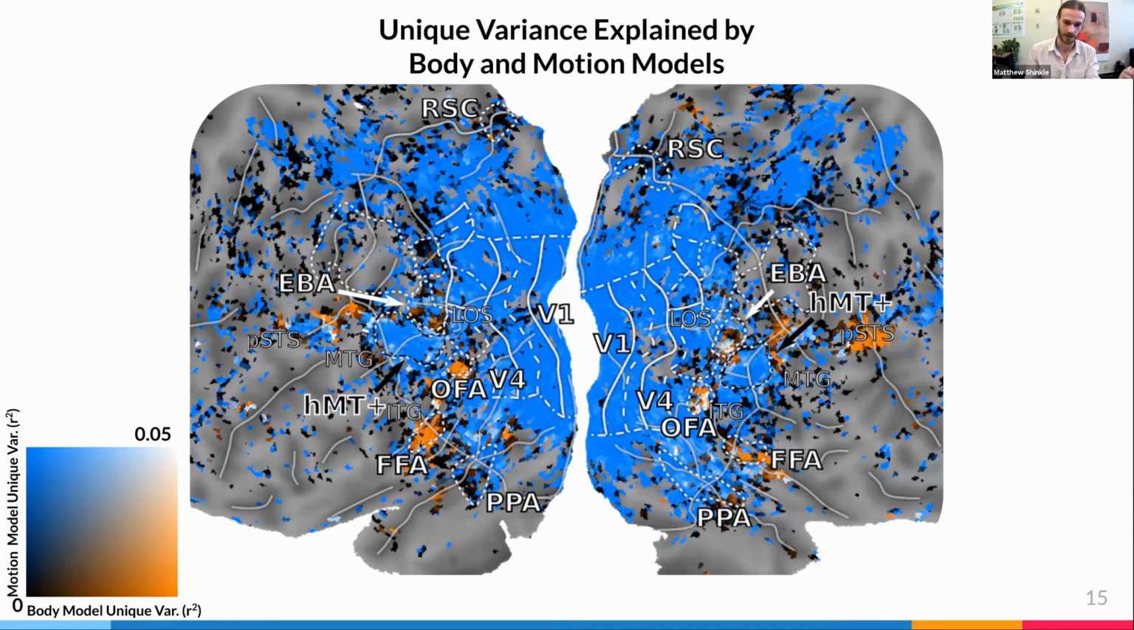If we look at regions like FFA and OFA, it's almost entirely orange, which corresponds to unique variance explained by our body model, but no unique variance explained by our motion model. In contrast, if we look toward the center of hMT, these are almost entirely blue, indicating a high amount of unique variance explained by our motion model, but very little by our body model. And if we look at this region surrounding hMT along this border here, we see a lot of white, which indicates unique variance explained by our body model and other unique variance explained by our motion model. So this confirms that these voxels are actually selective to bodies, but that they're also selective to motion independently.